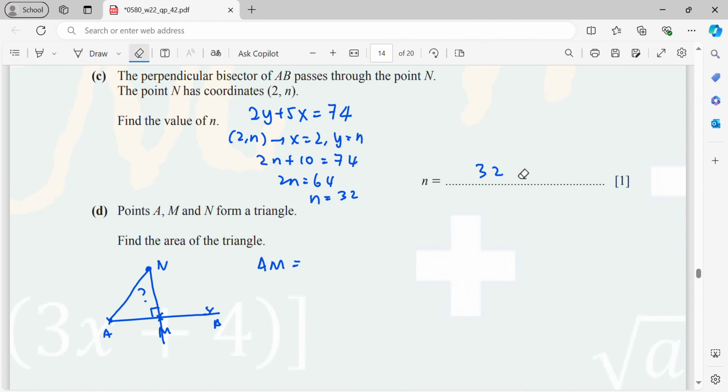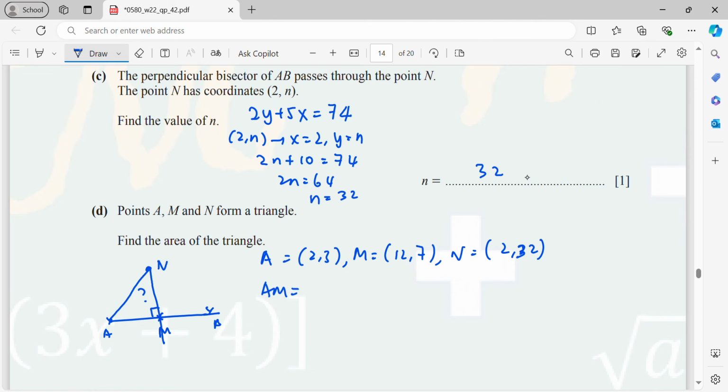Now, basically, my A with coordinates, I write down first. My A with coordinates 2, 3. My M with coordinates 12, 7. And then my N with coordinates 2, 32. Okay, so my AM, I need to find out area. So I need to know what is my base and the height. So it will be square root of 12 minus 2 squared. Use the formula x1 minus x2 plus y1 minus y2. That is going to be square root of 116. Then you will be getting 2 square root 29.